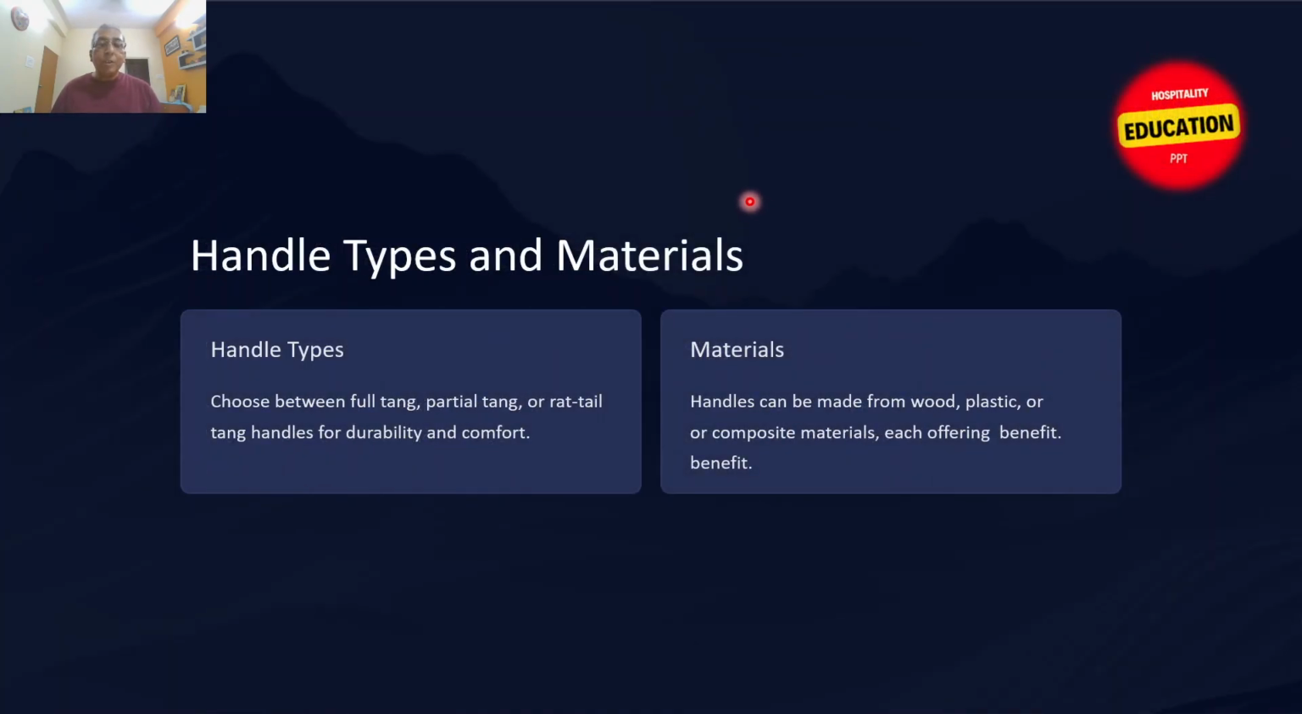Handle types and materials. We have already discussed this slide earlier. While selecting handle types, you go for full tang, partial tang, or rat tail tang for durability and comfort. And handles can be made out of wood, plastic, or composite materials, each offering benefits, holding a proper grip, and has to be non-corrosive. That is very important.